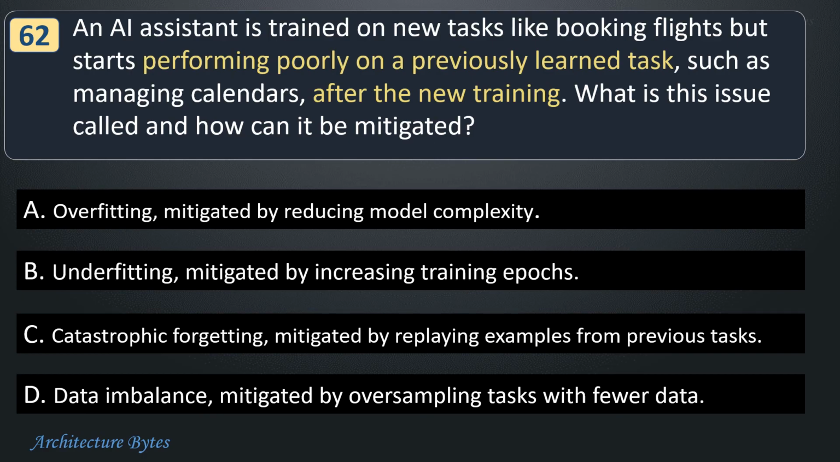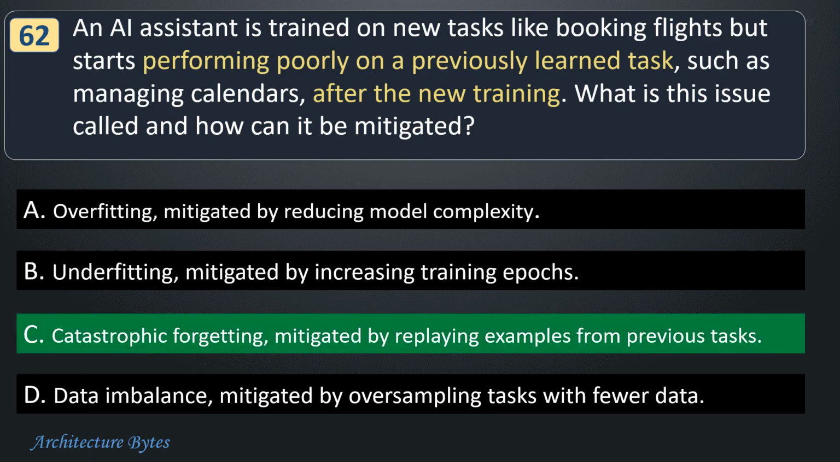Our options are A, overfitting, mitigated by reducing model complexity. B, underfitting, mitigated by increasing training epochs. C, catastrophic forgetting, mitigated by replaying examples from previous tasks. Or D, data imbalance, mitigated by oversampling tasks with fewer data.